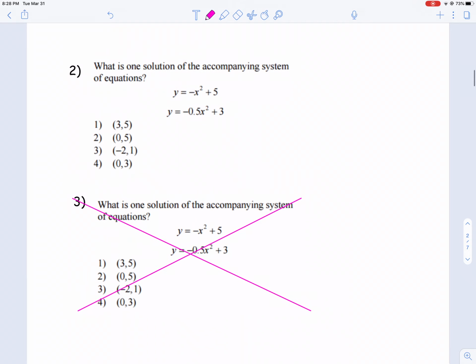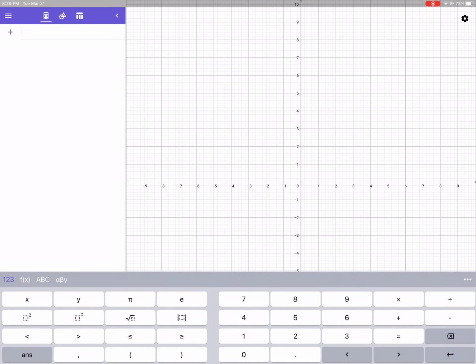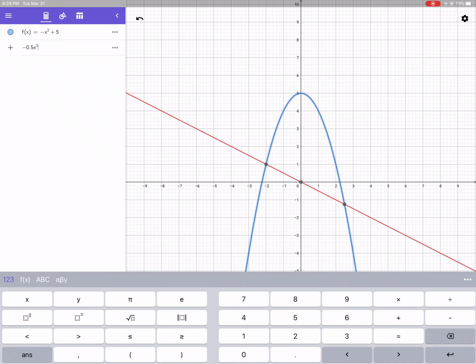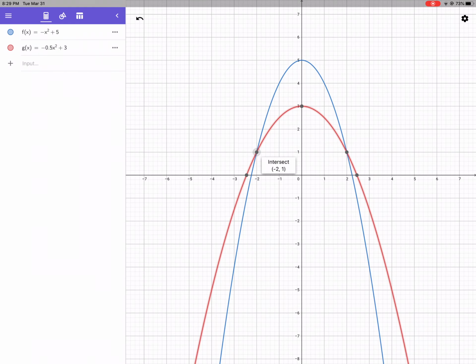Okay, so it says what is one of the solutions to this equation? And again, I'm going to go straight into GeoGebra. I'm going to get rid of everything in there, and I'm going to type my first equation. Notice I don't write y equals. I write negative x squared plus 5. There it is, your concave down parabola. And your other one is negative 0.5 x squared plus 3. Okay, and again, you can move things around, but there's one of your points of intersection, negative 2, comma 1.